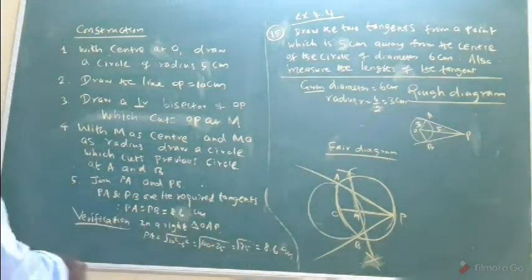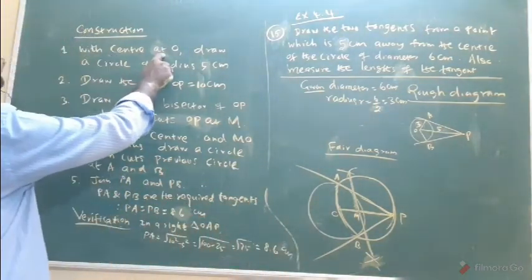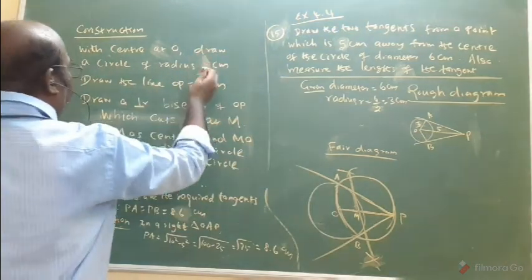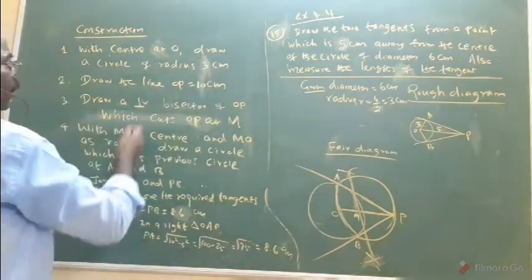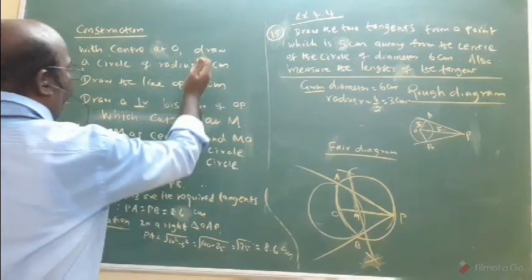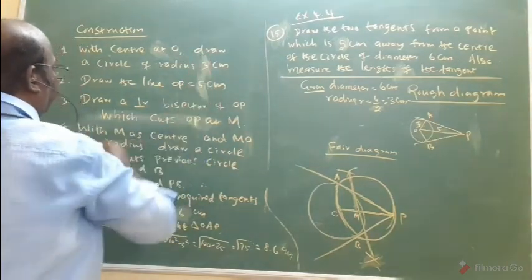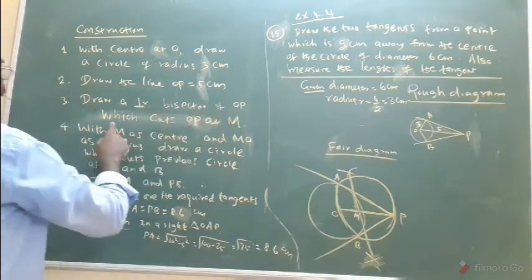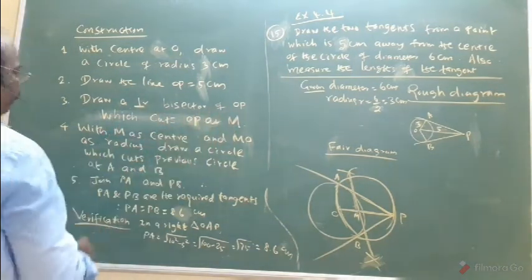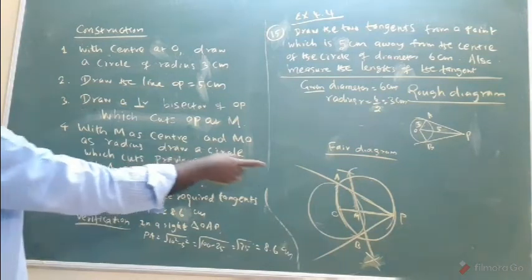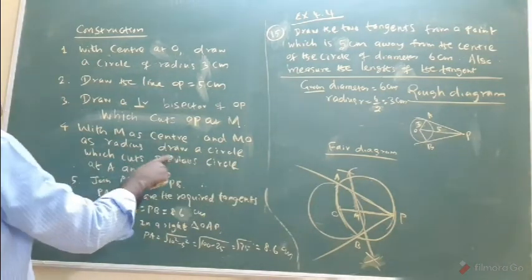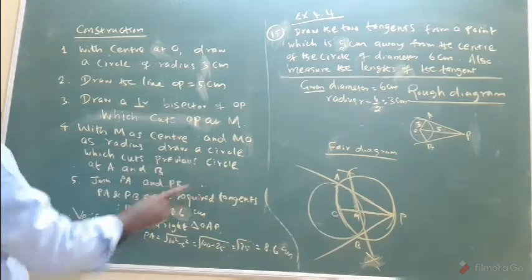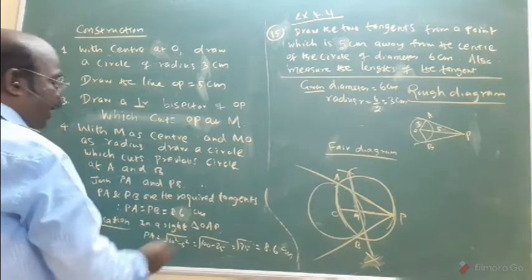The same thing. With center O, draw a circle of radius 3 centimeter. Next, draw the line OP, which is 5 centimeter. Draw the perpendicular bisector of OP, which cuts OP at M. With M as center and MO as radius, draw a circle which cuts the first circle at A and B. Join PA and PB. PA and PB are the required tangents.